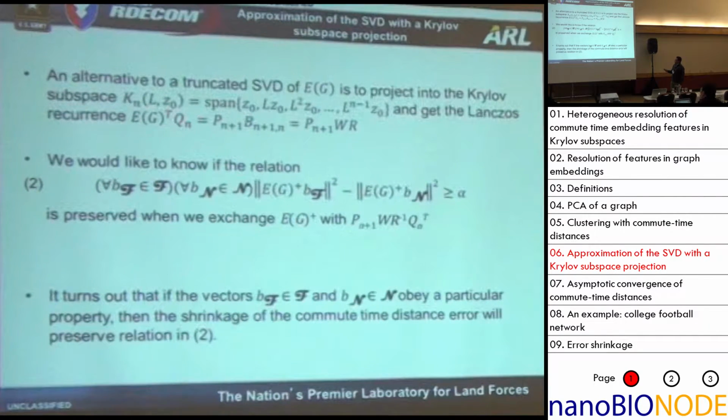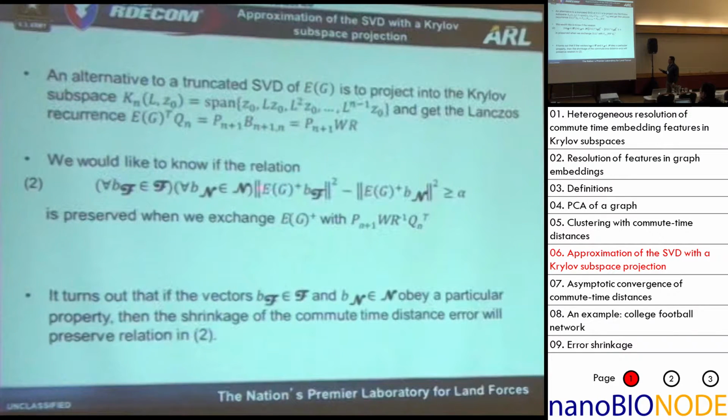We're just going to take our Lanczos recurrence. Well, this is actually the recurrence you get from Golub-Kahan, not Lanczos, right? So you have two orthonormal matrices, Q and P, and a bidiagonal matrix, which you can QR factorize, and then you can build this low-rank approximation to our pseudo-inverse. And we want to know if I plug this low-rank approximation to EG into 2, am I still going to have this property holding?